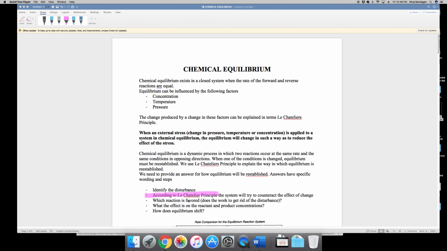Then which reaction is favored? In other words, which reaction is going to use up or replace the change that we have made? What is the effect on the reactant and the product concentrations? So do the concentrations increase or decrease? And of course, which way does equilibrium shift?